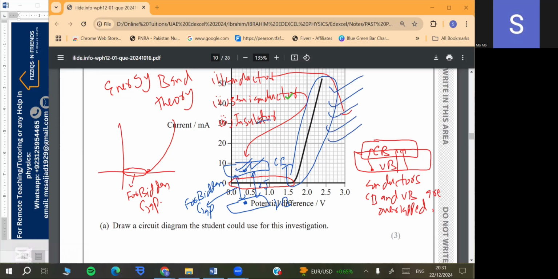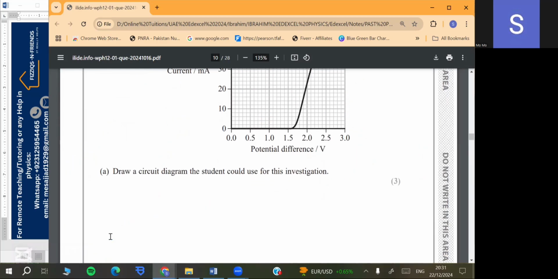Okay, and in the case of insulators, this gap between the conduction band and valence band is way too much. No matter how much energy you provide to the valence band electrons, they will never reach the conduction band. Therefore, in insulators, we say that there is no passing of electricity. So that was the energy band theory which was required as the background to understand this question. I hope you understand this question now.